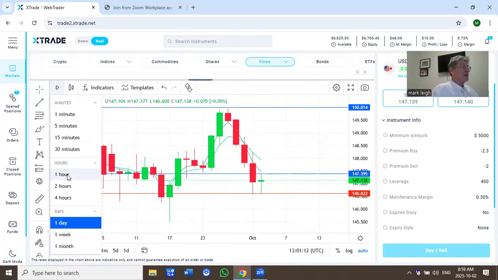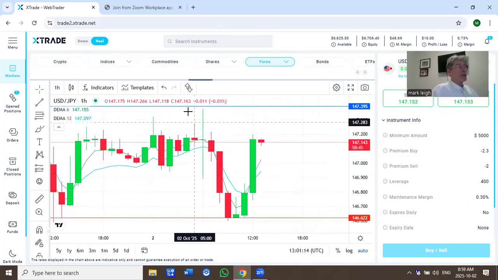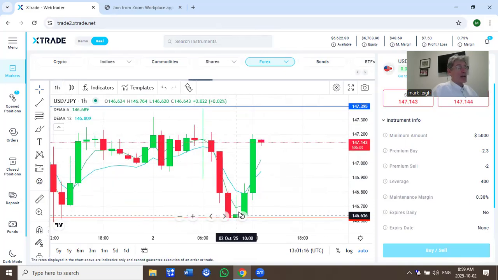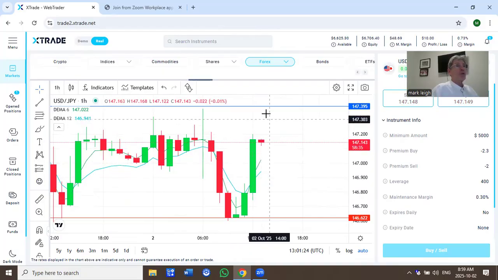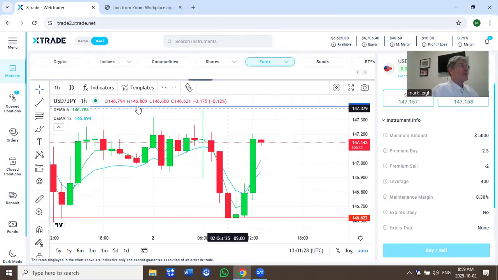There you see it on the hourly. There's the sell-off and there's the bounce up, buying US dollar strength as the US dollar session gets underway in this past hour. And buyers will be looking up at the 147.39 resistance level.